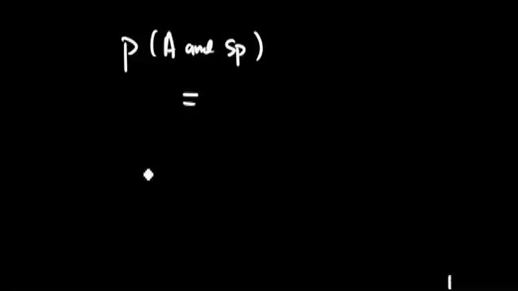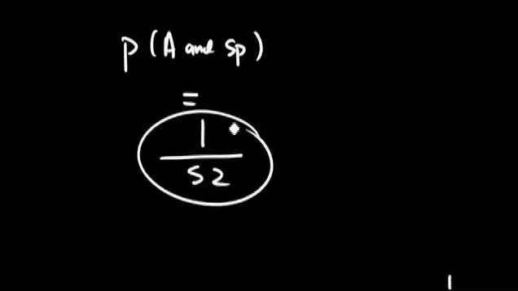Select a card from a standard deck. The probability of selecting a card that is an ace and a spade at the same time is known as the ace of spades. There's one ace of spades out of the 52 cards.